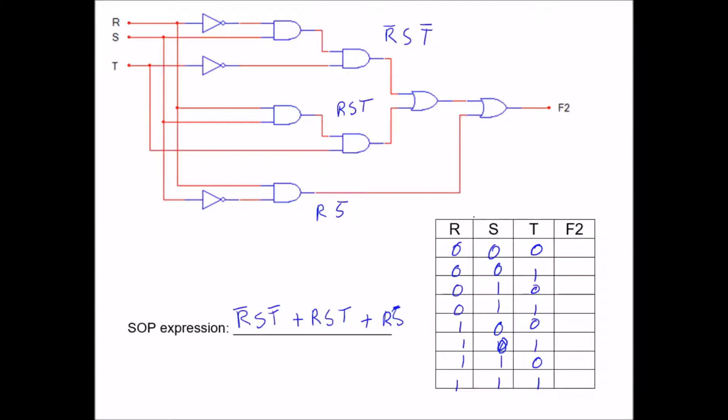So let's see. Not R, S, not T. That is not R, S, not T. I have a 1 right there. R, S, T. Everything's a 1. R, S, T is that row right there. And then I have an R and a not S. That's going to happen twice. R is a 1 and not S, that's these two. So that's it. I have completed my truth table. The rest are zeros, and I know you've done this a whole mess of times. It should not be a big deal to you at all.